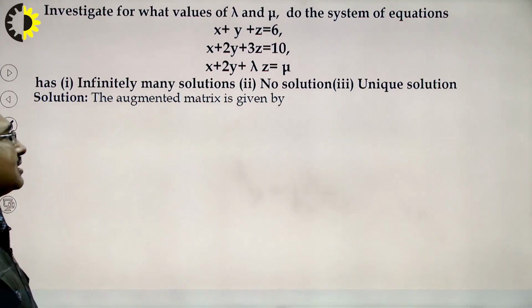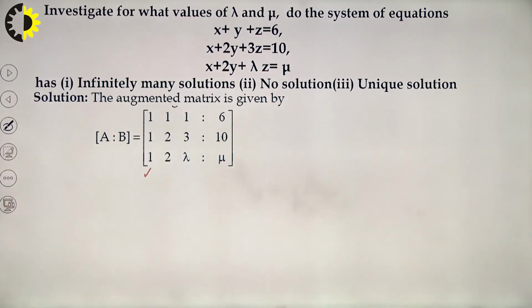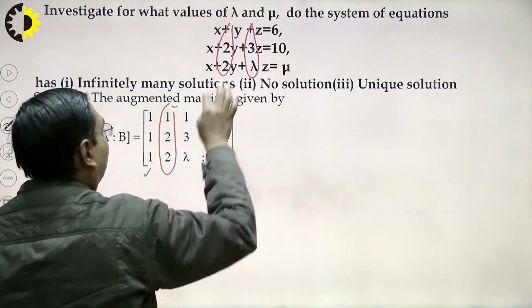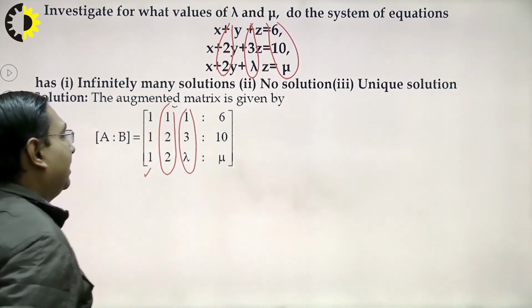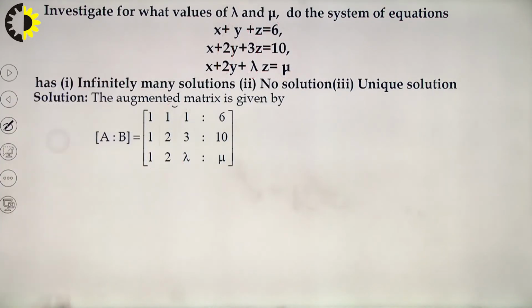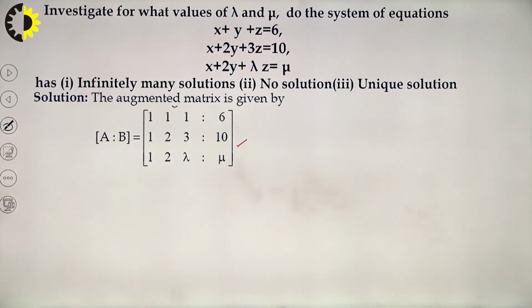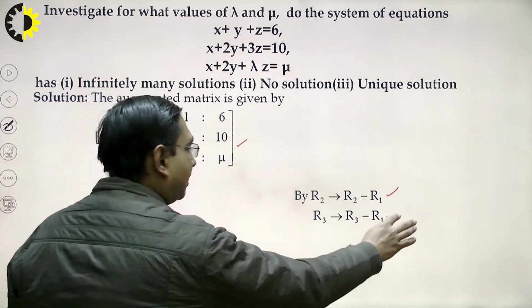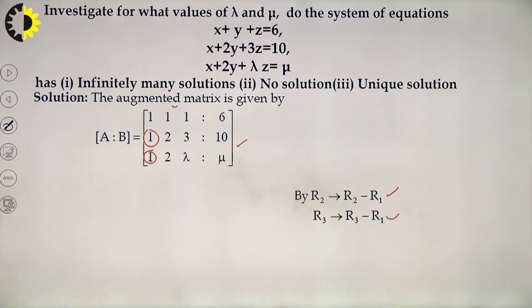The augmented matrix will be obtained by writing coefficients of x as first column, coefficients of y as second column, coefficients of z as third column, and the terms of right hand side as last column. Now I shall convert this matrix to echelon form using row transformations. It's only applying R2 replaced by R2 minus R1 and R3 replaced by R3 minus R1. These two elements will be converted to 0.